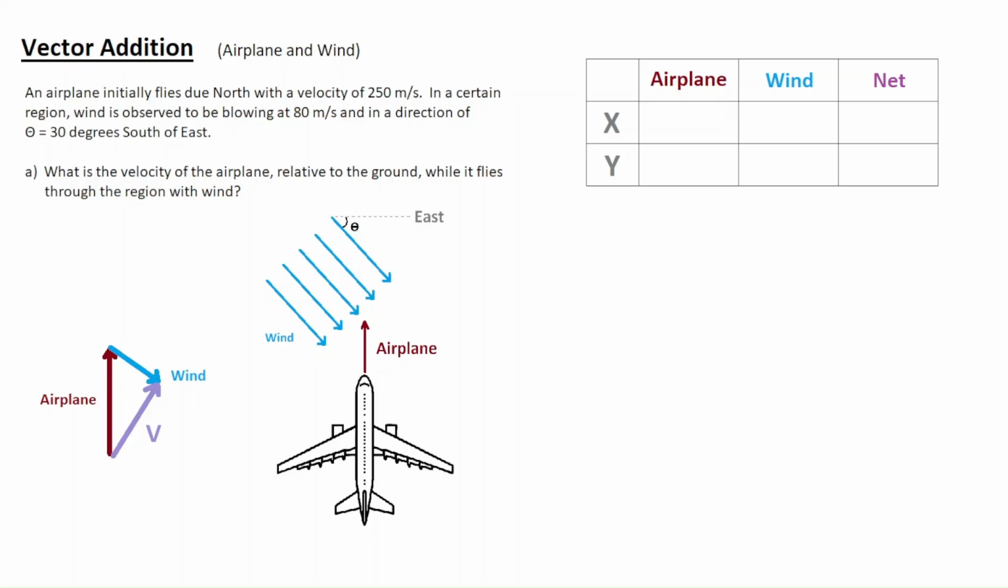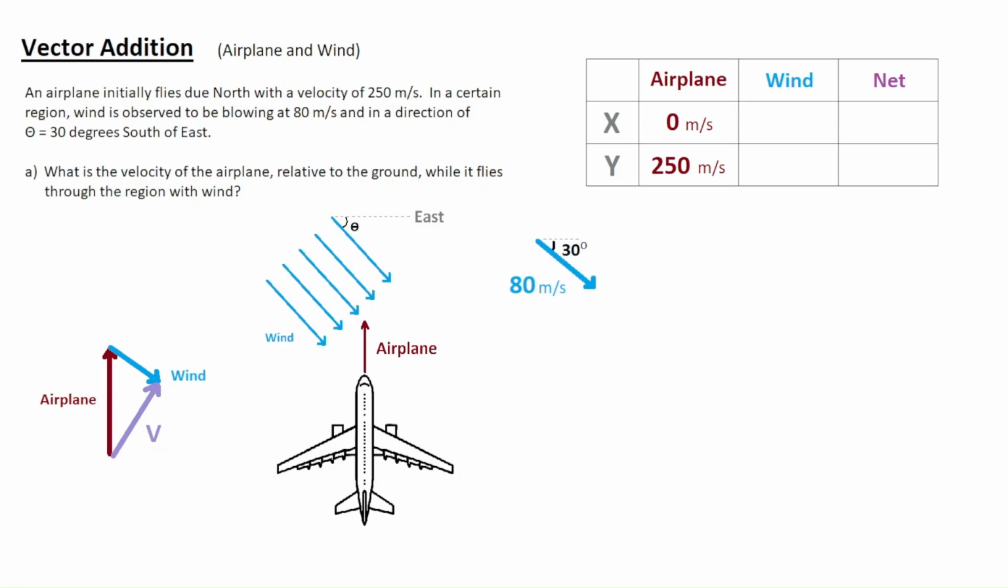Let's do the airplane first. This is an easier analysis. This is flying straight north, so it has none of its velocity directed along the x-axis. I'll put a 0 there. And all 250 meters per second are directed along the y-axis. I'm choosing positive 250 because we're flying north. That would make sense to be positive. If this plane were flying south, I might make that negative.